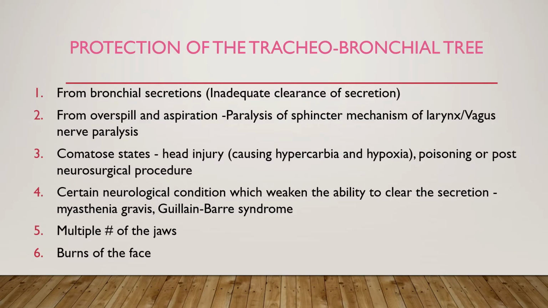Another indication of tracheostomy is protection of the tracheobronchial tree, where patients have a lot of bronchial secretions but are unable to clear the secretions adequately. We have to do a lot of bronchial toileting. Patients may have overspill and aspiration if they have conditions such as paralysis of the sphincter mechanism of the larynx, or if the vagus nerve is paralyzed.